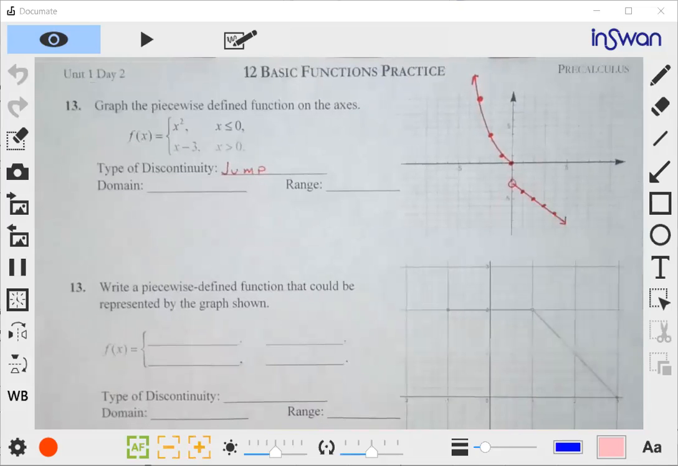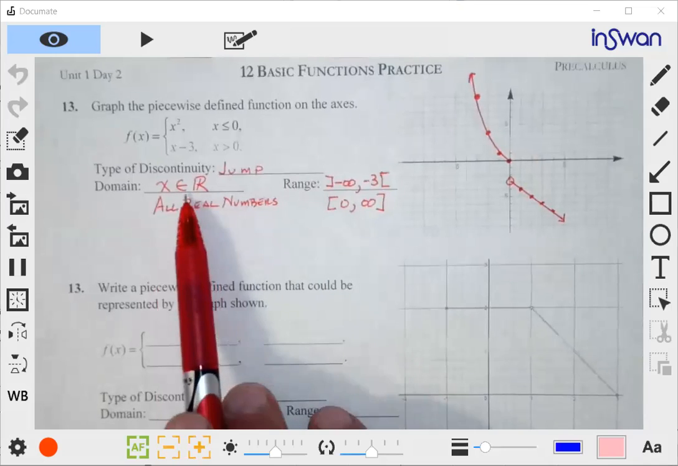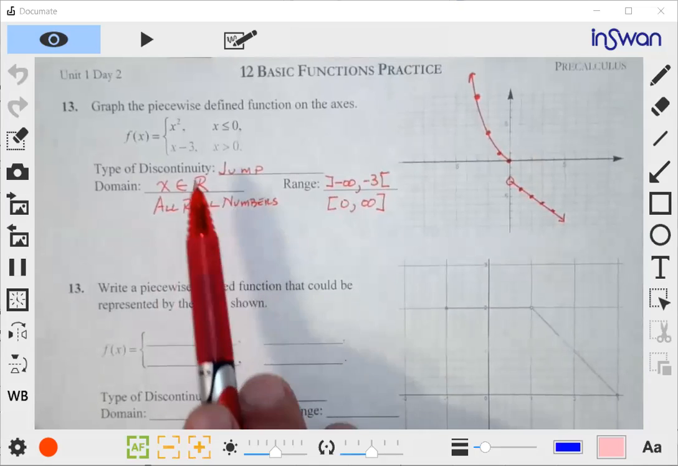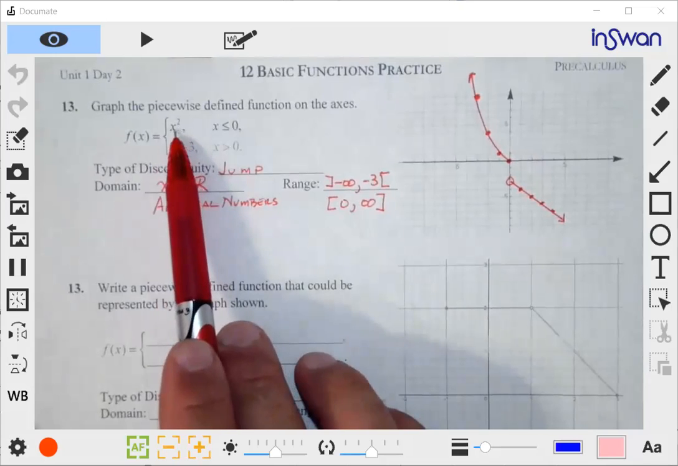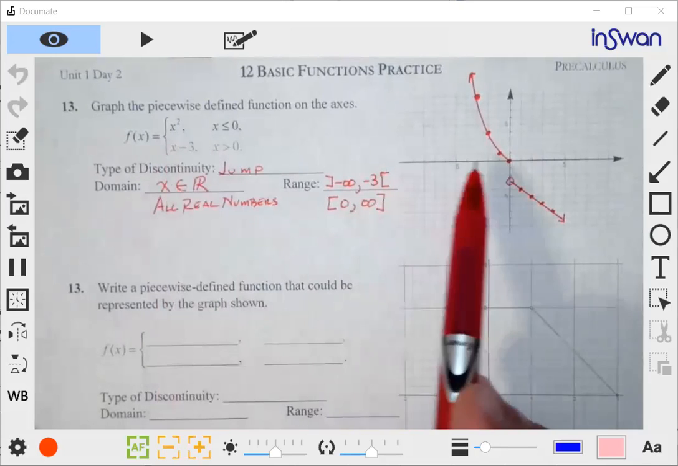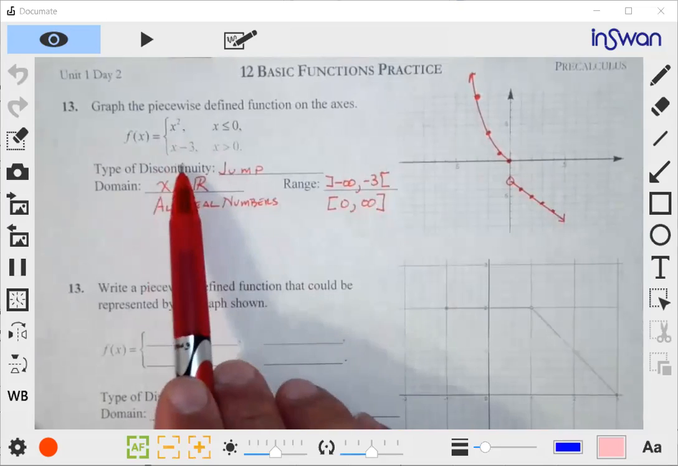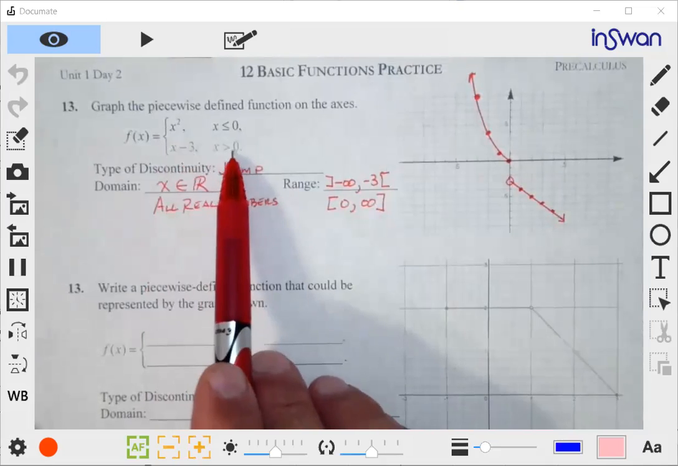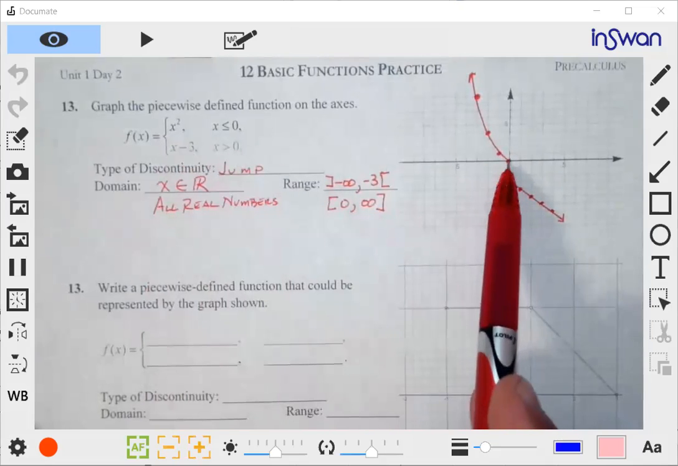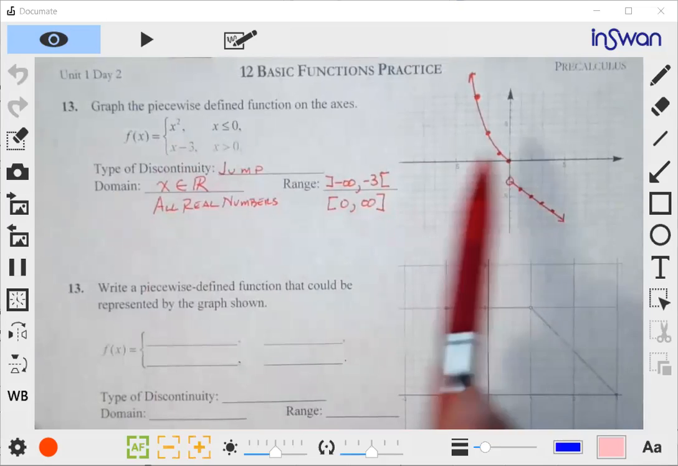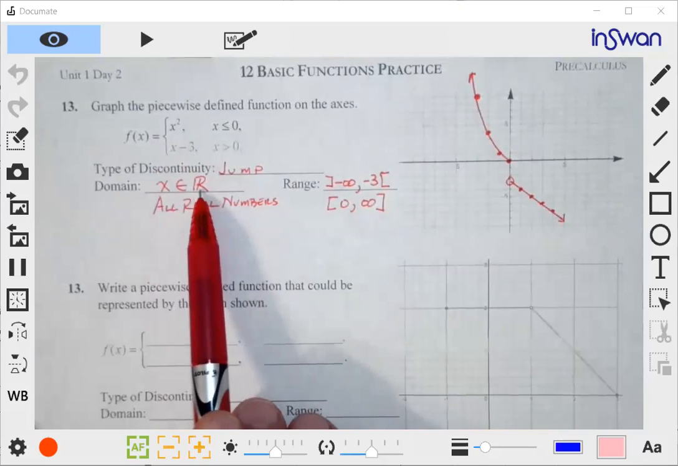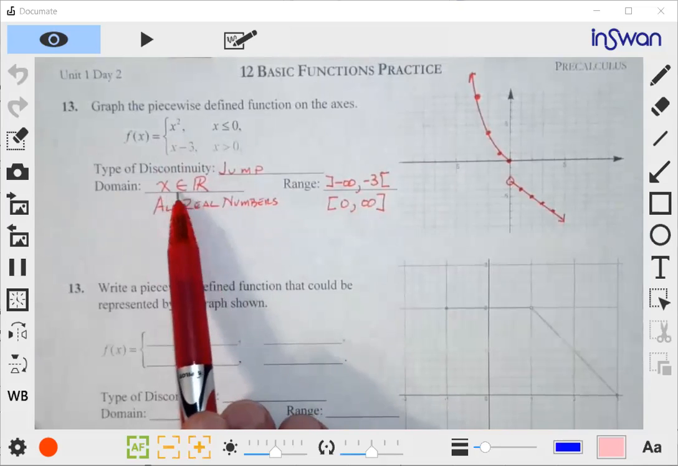And what about the domain and the range? Well, our domain would be all real numbers, right? The domain would be all real numbers because we know that the general domain for x squared is all real numbers, and we are defined at 0. And the domain for linear functions is all real numbers. And even though we aren't defined at 0 here, our function is defined at 0 based on the x squared, so our domain is all real numbers.